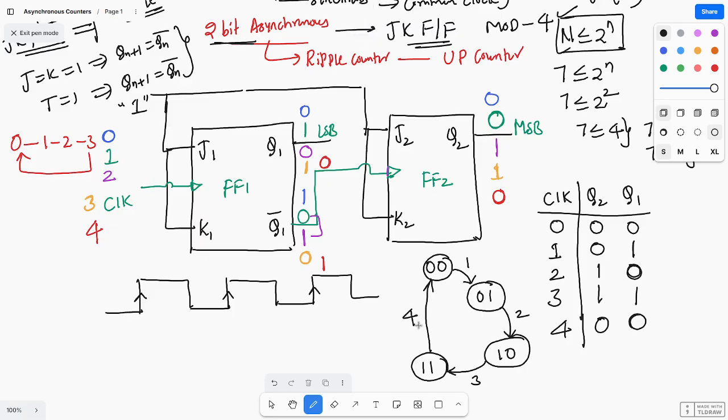Like this you can understand the operation of the asynchronous up counter, also called the ripple counter. The up counter counts from 0 1 2 3, and after that it comes back to the initial state, 0. So this is the 2-bit asynchronous counter.